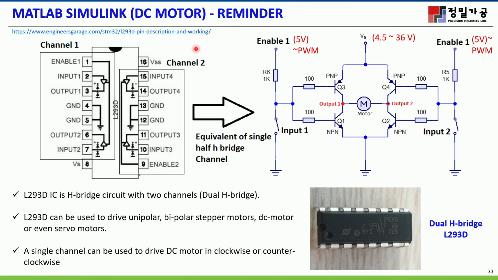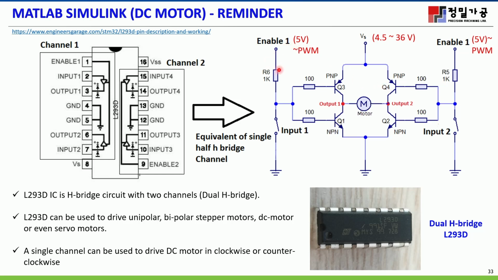To control the DC motor, we need some kind of H-bridge. In your Arduino kit, there is an H-bridge. We call it a dual H-bridge. The name is L293D. Okay, you already know this one, right? This one is in homework 7, I think.